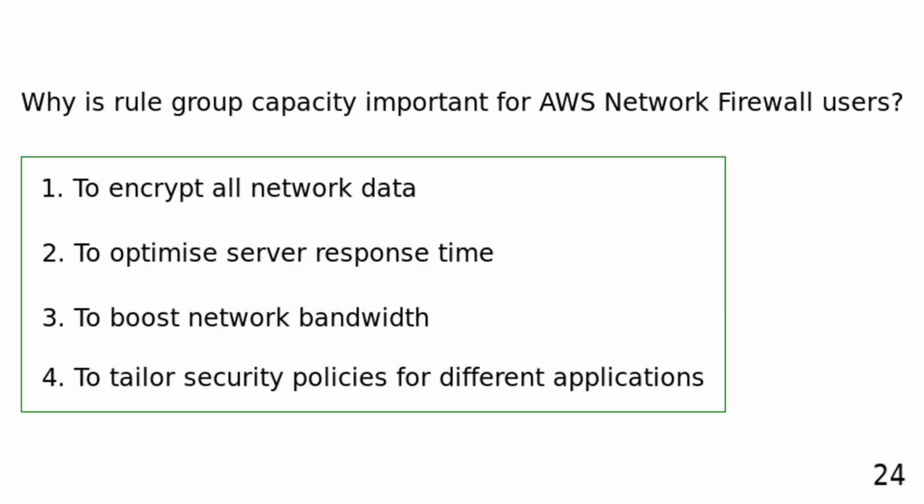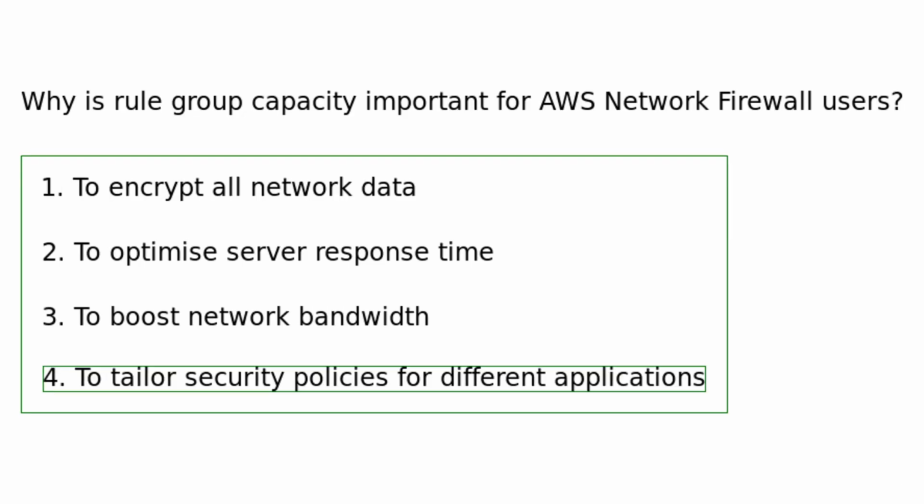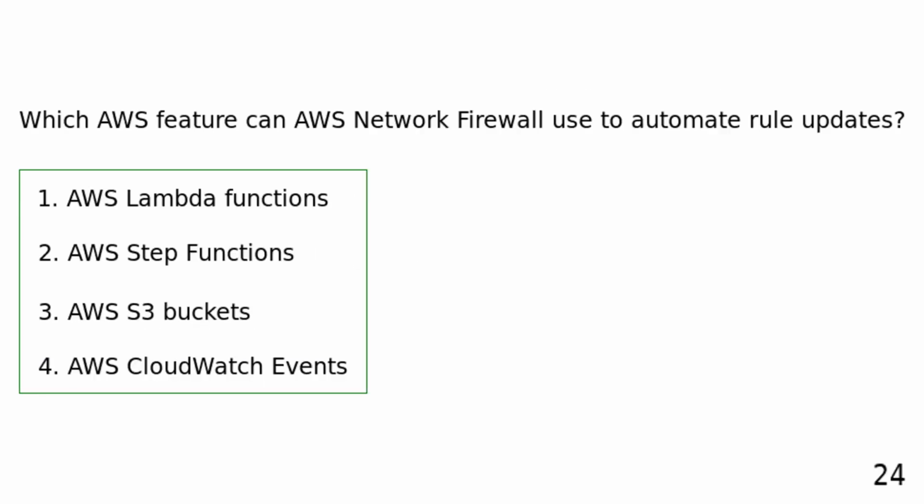Why is rule group capacity important for AWS Network Firewall users? To encrypt all network data. To optimize server response time. To boost network bandwidth. To tailor security policies for different applications. Rule group capacity is important for AWS Network Firewall users as it allows for tailoring security policies for different applications, enhancing network security measures.